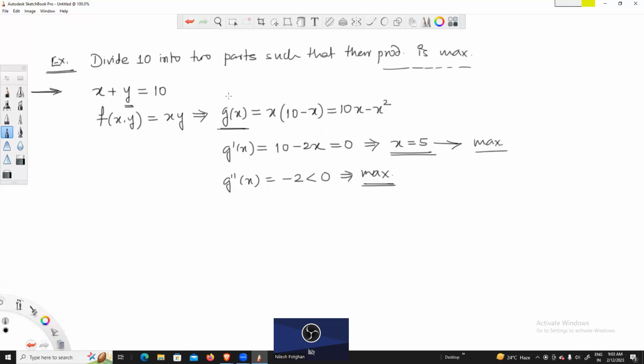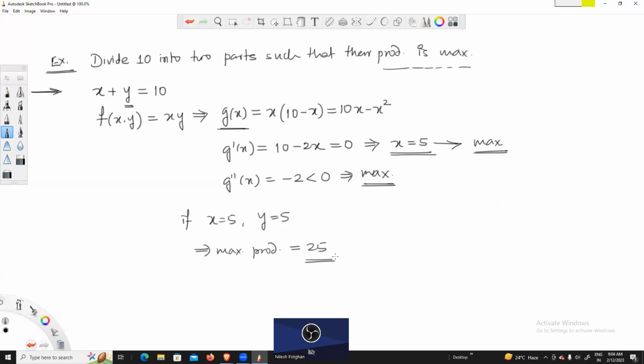If x equal to 5, then my y value is also 5. And if I take the maximum product, the maximum product value would be 25. So I have solved this by our standard methodology, where I have written x plus y. From 2 variables, I have come to a single variable problem, and with the standard methodology we studied in 12th, I'm able to find the maximum value of the product.